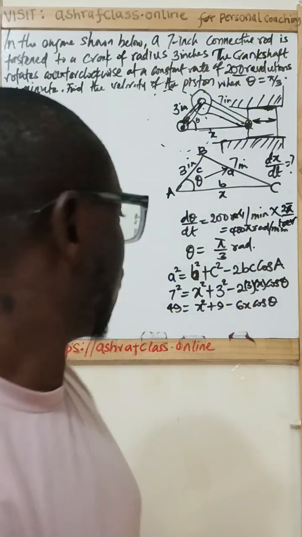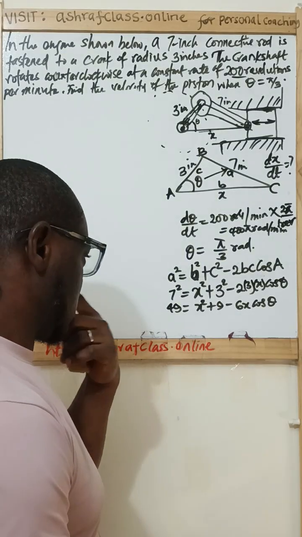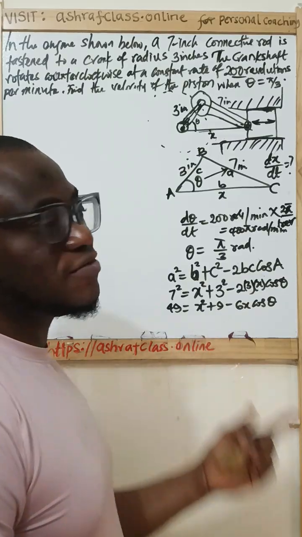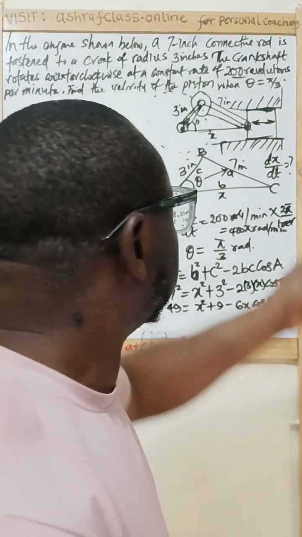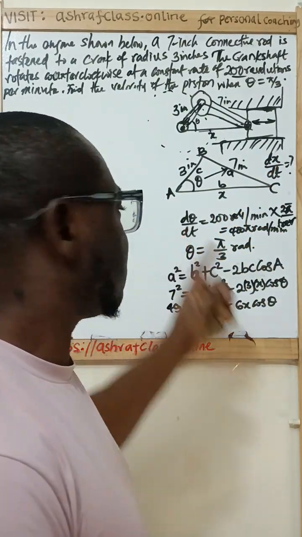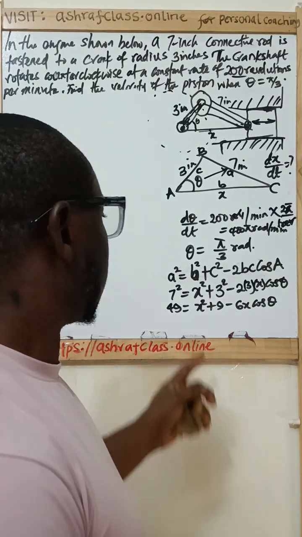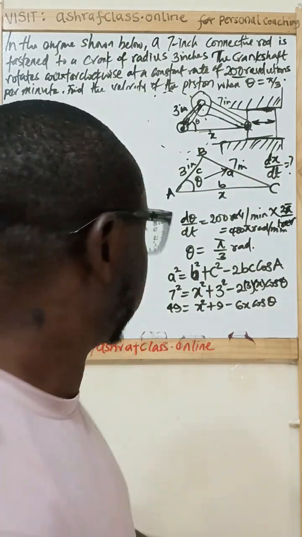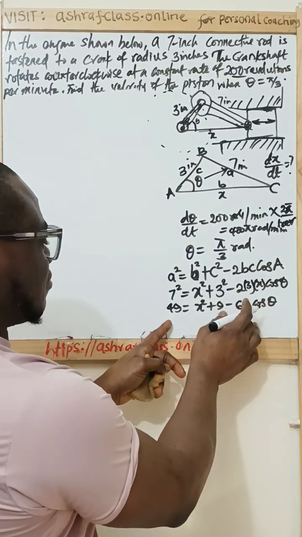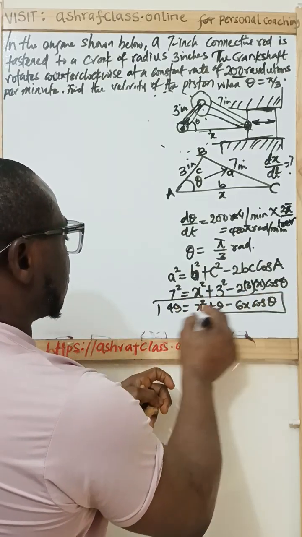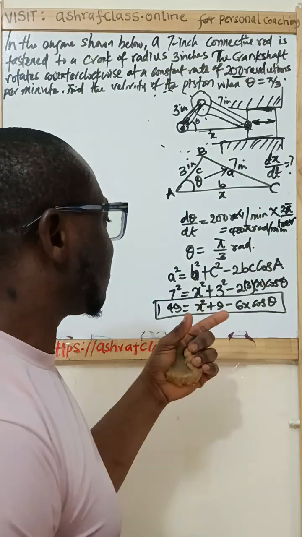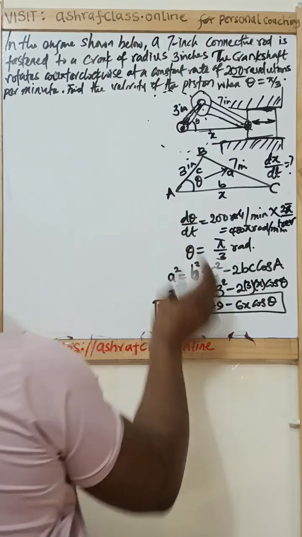Now, what are we looking for? We are looking for dx/dt. The theta rate is given, but we also don't know x. So we need to differentiate this equation with respect to t to be able to find dx/dt. Let's bring this equation here.